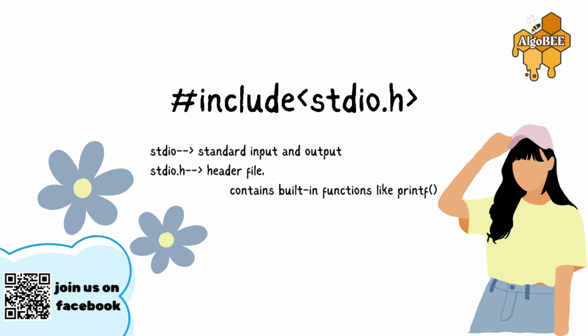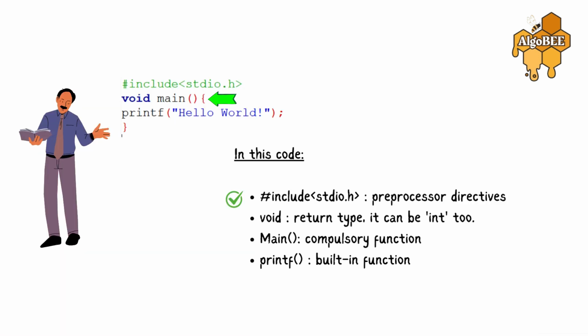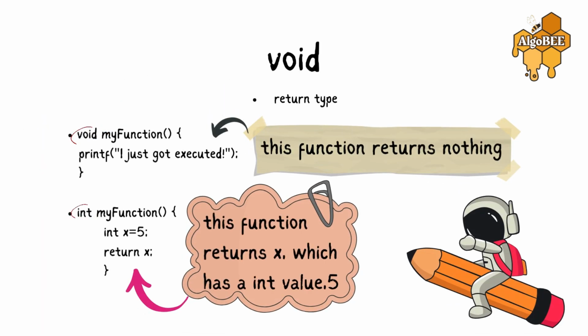In the second line, we can see the void main function. Void is the return type of the main function. It can be int too. Int refers to integer. Now, why do we use void or int?